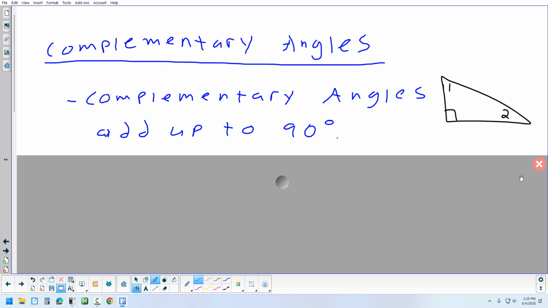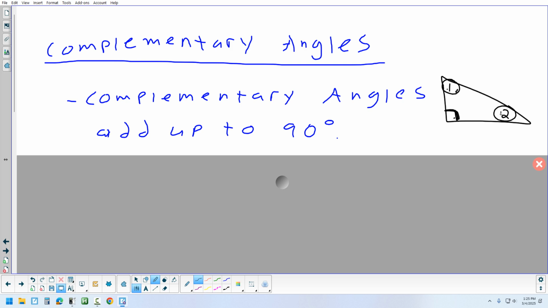What do we know about all of the angles in a triangle? They all add up to 180 together. So we know this one is 90. That's 90, so the other two together are 90.